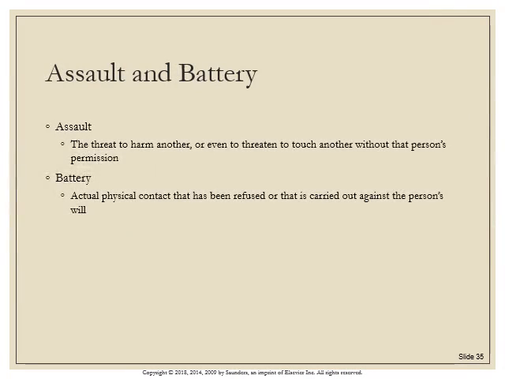So in this slide, I'm going to define for you assault and battery. Assault means to threaten another person or to threaten to harm another person, even to threaten to touch another person without that person's permission. On the other hand, battery means the actual physical contact that has been refused or that is carried out against the person's will. So adults who are alert and oriented have the right to refuse treatment, refuse medications, baths, dressing changes, irrigations, insertion of catheters, and diagnostic tests, as well as the refusal of surgery.